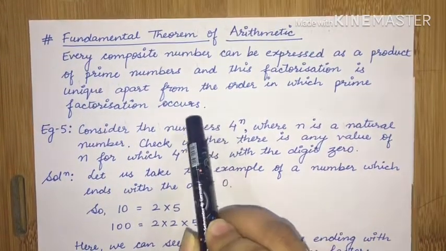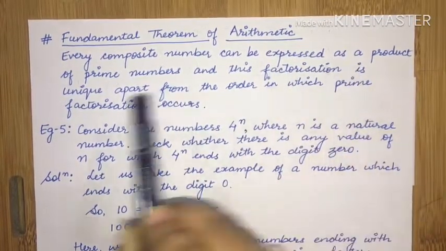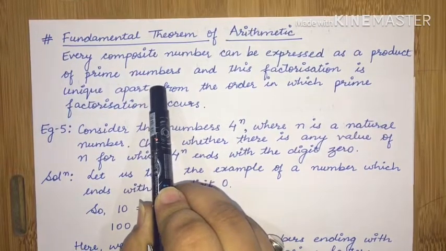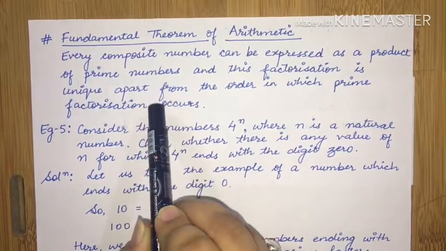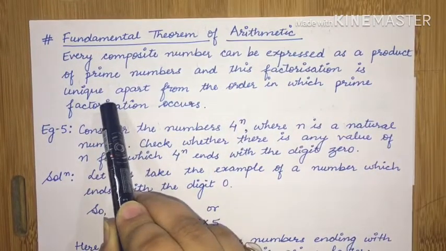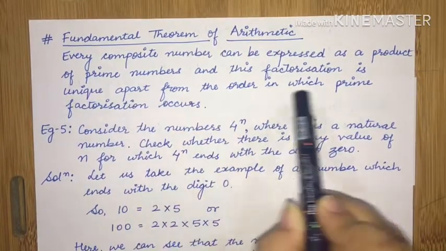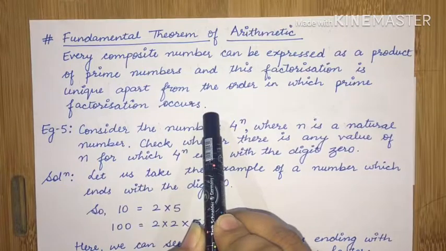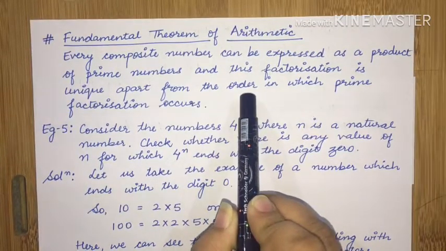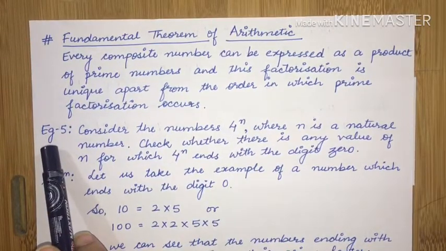That means any composite number, which is other than a prime number, can be expressed as the product of prime numbers. Suppose let's take an example of 4, which is a composite number. It is a product of prime number 2, 2 into 2. And this factorization is unique, apart from the order in which prime factorization occurs. That means the order of the prime factors may vary. Let's learn it with the help of an example.